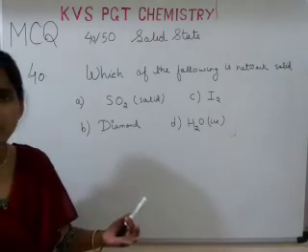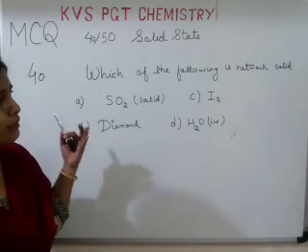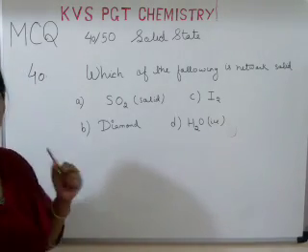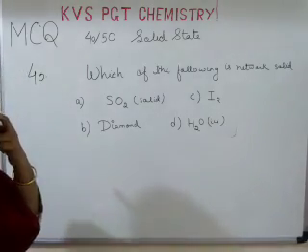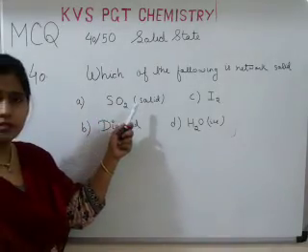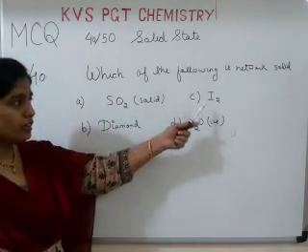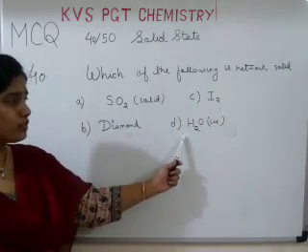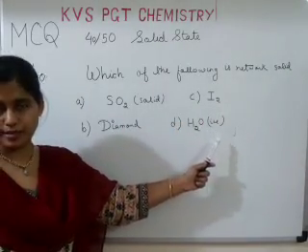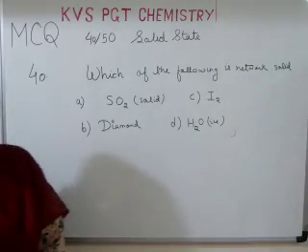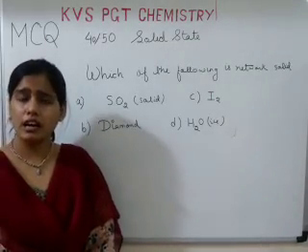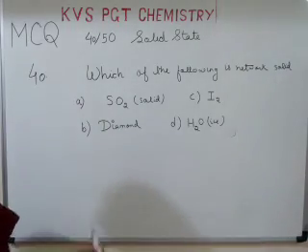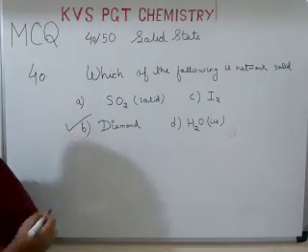Now, see this question: which of the following is a network solid? You have to identify the network solid. The given options are SO2 solid, sulfur dioxide solid, then diamond. Third option is iodine. Fourth is water in the form of ice. So my dear children, we all know that diamond is a very hard, very rigid network solid. So the correct answer is diamond, right?